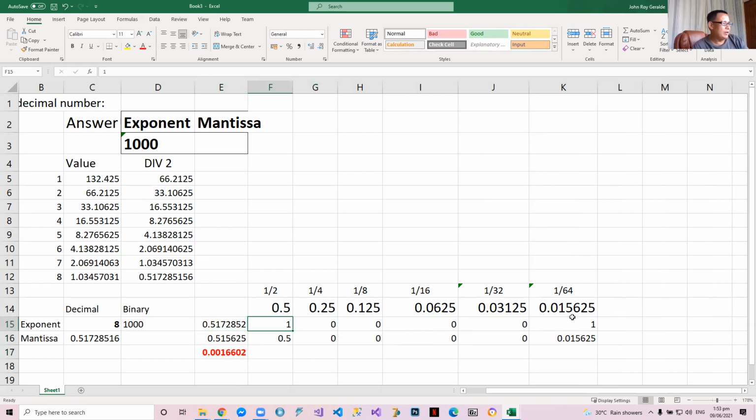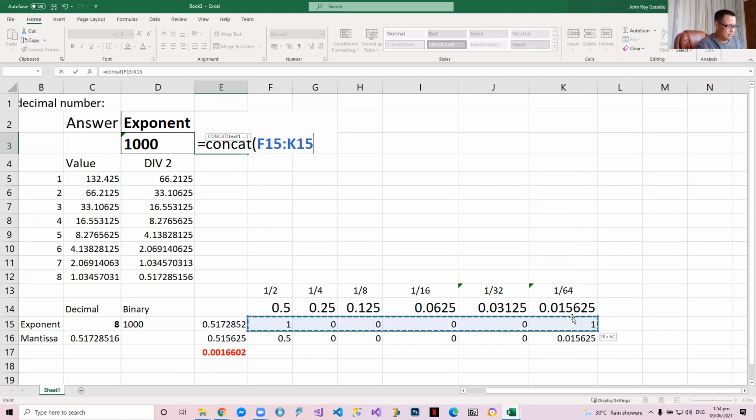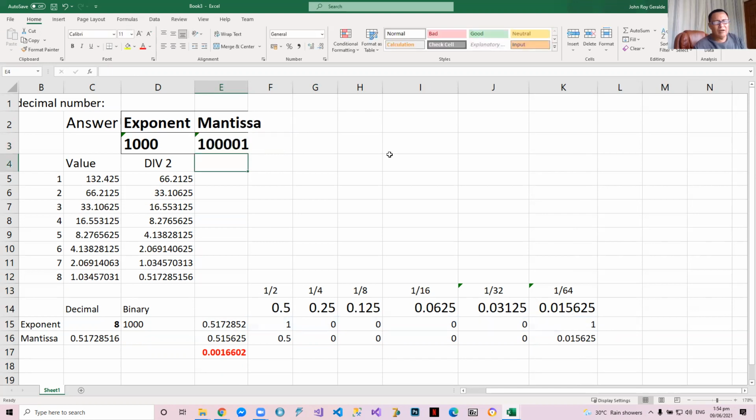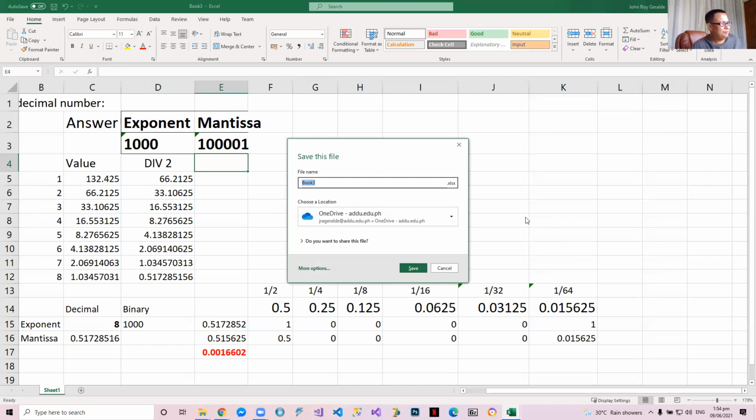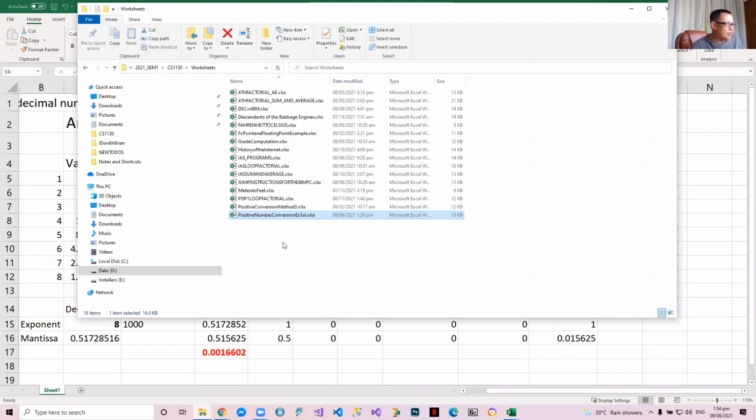Okay. So, we'll just concat this and pick it here. Equals concat. You follow? Any questions so far? So that's our, what's the name of this? Positive number conversion solution. Conversion EX solve.